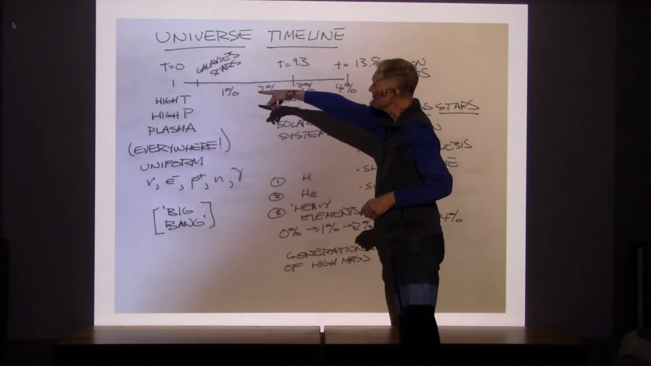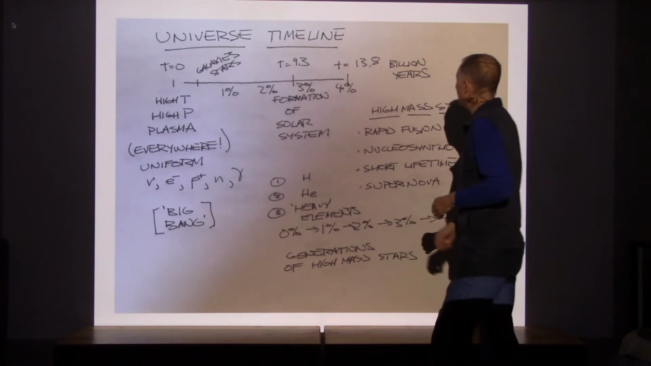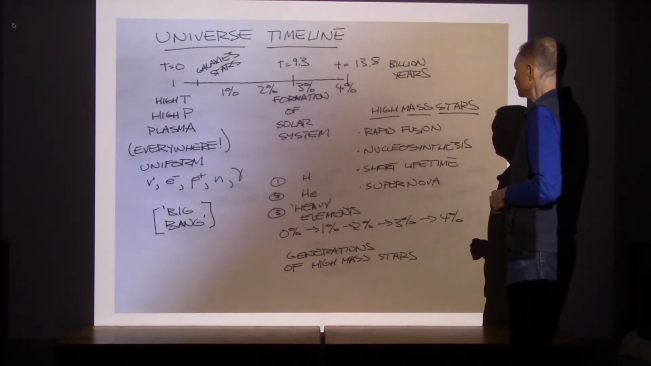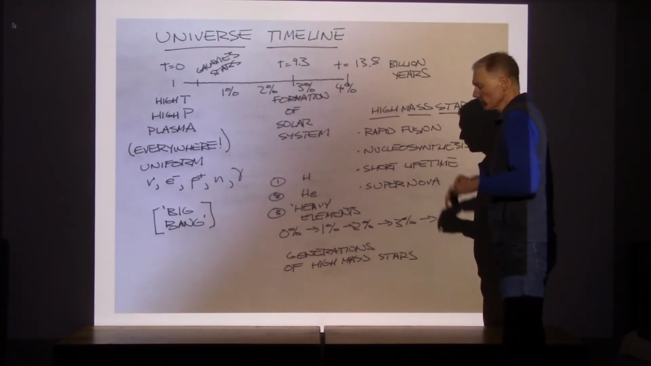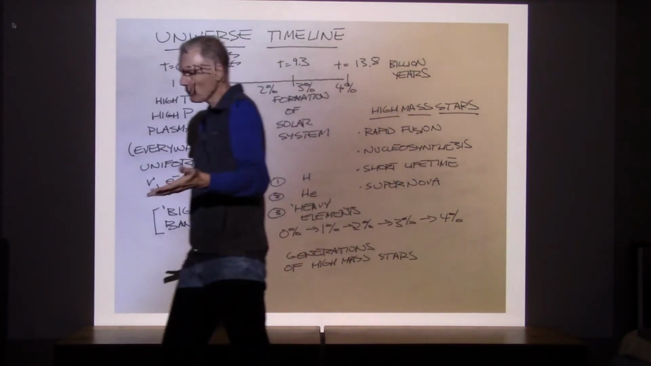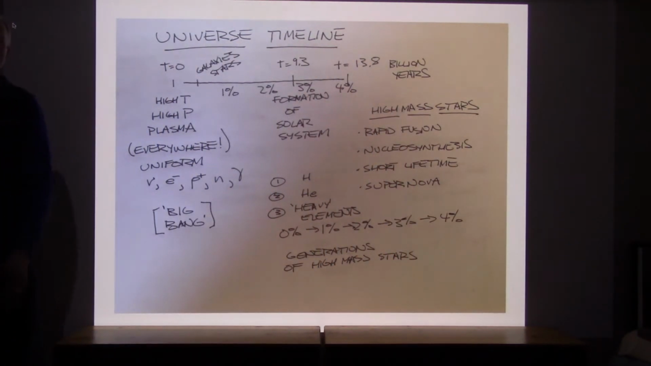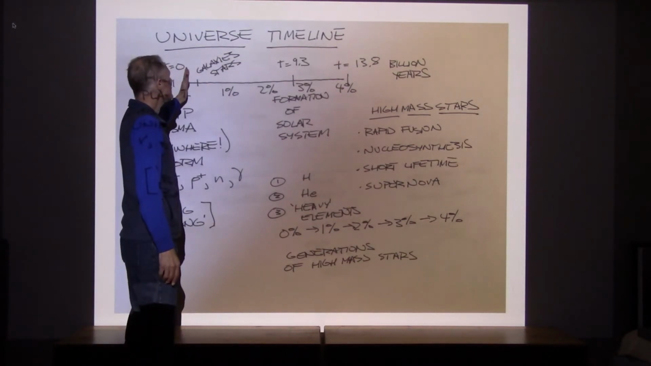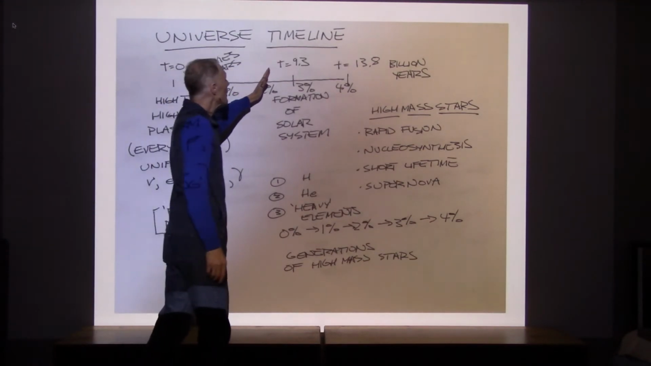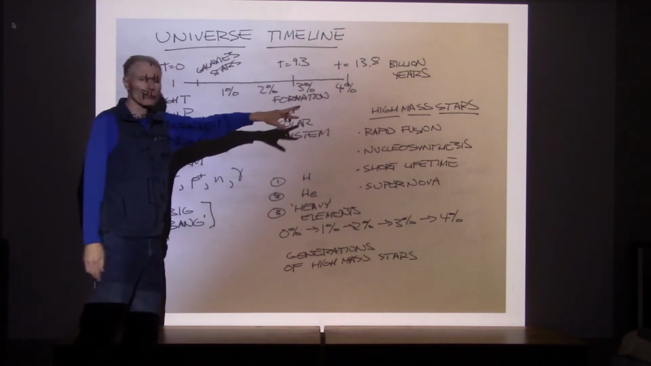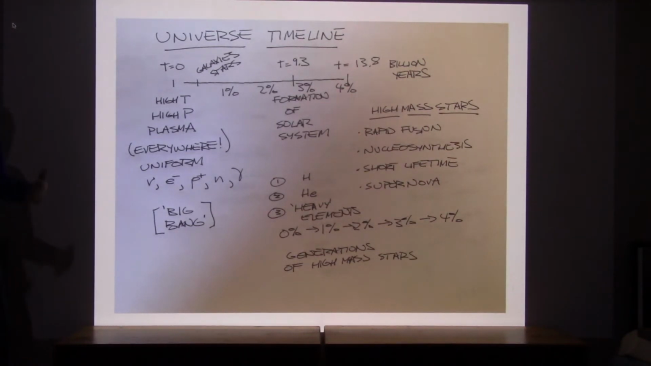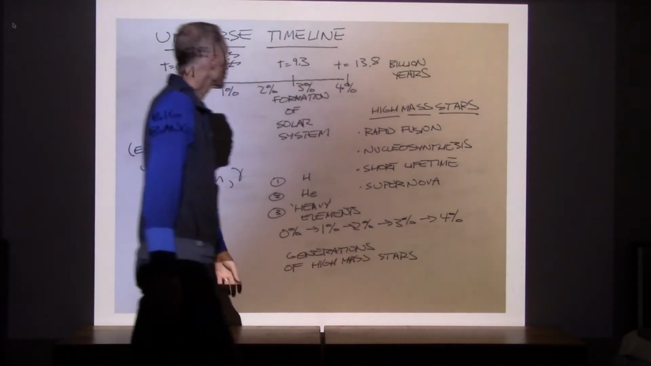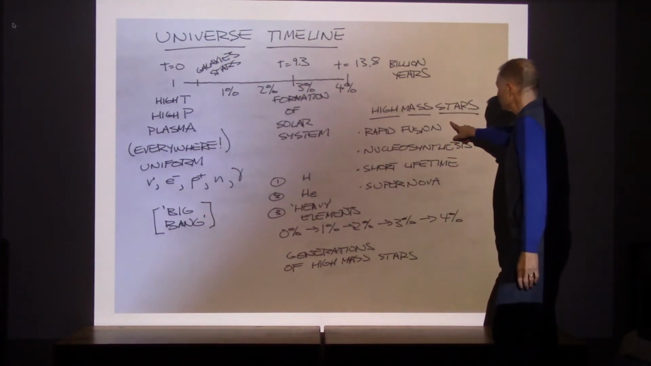That's the high density, high temperature plasma state at t equals 0. So what's happened all along this timeline? We said within a few 100 million years, stars and galaxies were forming. So that says that there have been generations and generations and generations of specifically high mass stars, which have come and gone because high mass stars have relatively short lifetimes. So these high mass stars have rapid fusion.